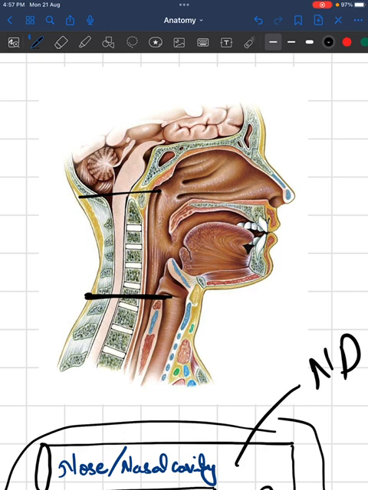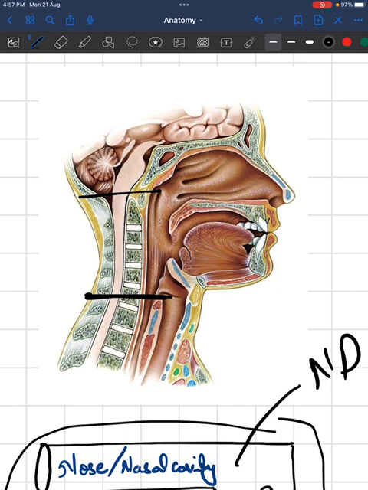Anteriorly, we can see the soft palate, hyoid bone, as well as cricoid cartilage and thyroid cartilage, and posteriorly it is related to the C1 to C6 vertebrae. Now we'll read about the nasopharynx boundaries.